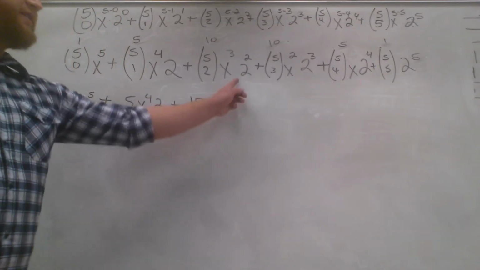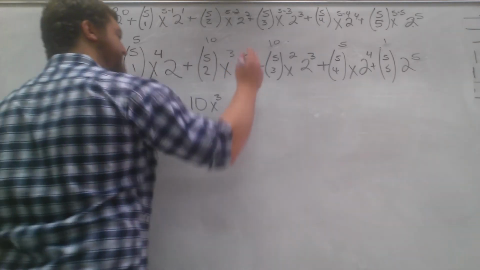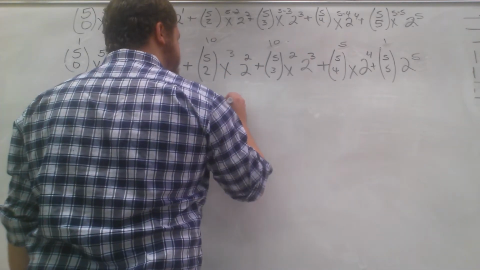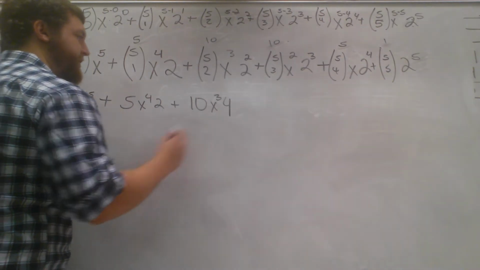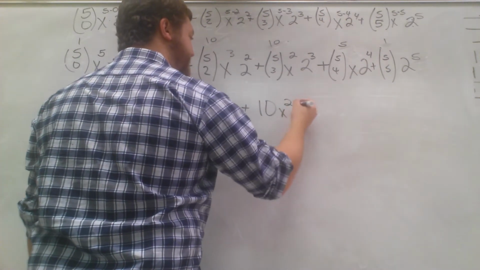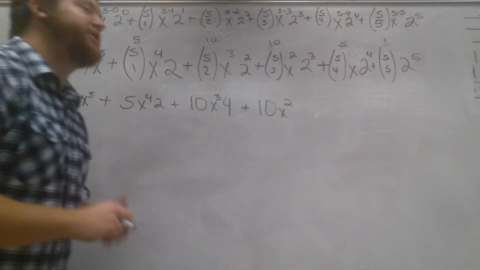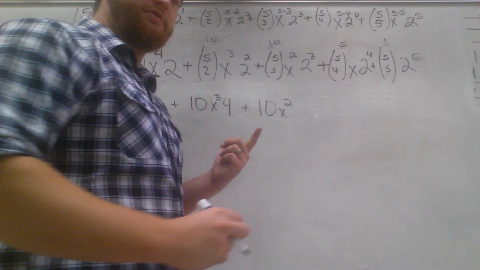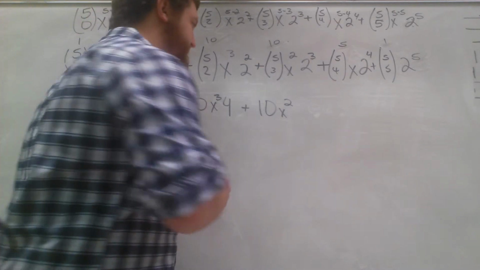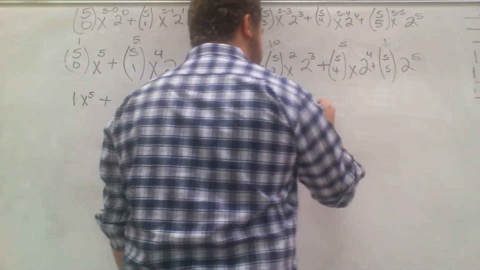Do you think we're going to leave that 2 squared? No, we're going to simplify it. What's 2 squared? 2 times 2 is 4. Okay. Let's keep going. 10x squared, 2 cubed. Put that in your calculator if you have to, but you should know that 2 cubed is 8. 2 times 2 is 4, times 2 is 8. Alright. Keep going.